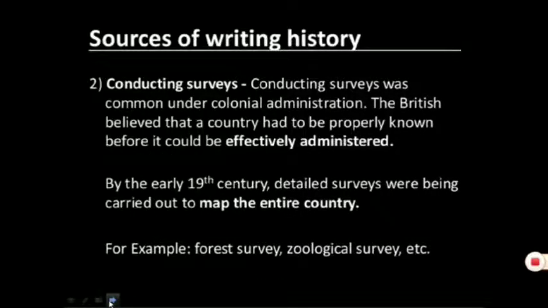The second thing is conducting surveys. Conducting surveys was a common order under colonial administration. The British believed that a country had to be properly known before it could be effectively administered. By the early 19th century, detailed surveys were being carried out to map the entire country. For example, forest survey, zoological survey, etc.